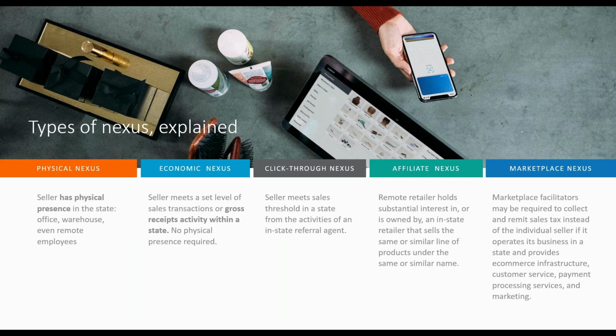Now, the other thing I see a lot of is affiliate nexus. Affiliate nexus is something that's going to impact businesses that have multiple entities involved. So if you're in a situation where you have a sister company or a parent company, and those companies share employees or share office space, warehouses, things like that, that can create affiliate nexus, which really just means you're going to share some of the obligation of that other company.